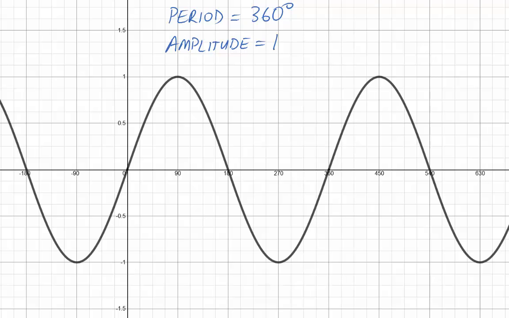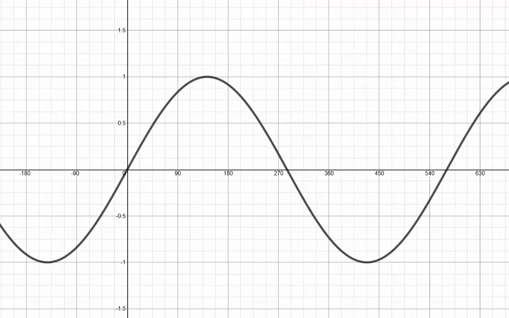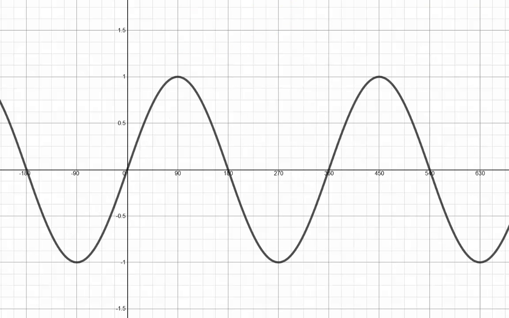The period will change when you stretch the graph horizontally. And the amplitude will change when you stretch the graph vertically.